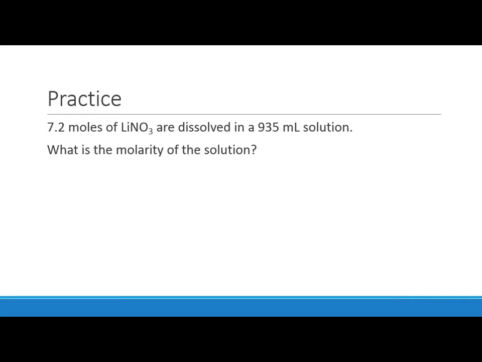So let's go ahead and try calculating molarity. If I have 7.2 moles of lithium nitrate and I dissolve it in 935 milliliters of solution, what's the molarity? Well, to calculate molarity, remember that molarity is moles of solute over liters of solution. I have moles, that's already given. Ooh, I don't have liters, I actually have milliliters. So I could do a quick domino problem, but I know that 1,000 milliliters is 1 liter, so I just divide this by 1,000, and this is equal to 0.935 liters.